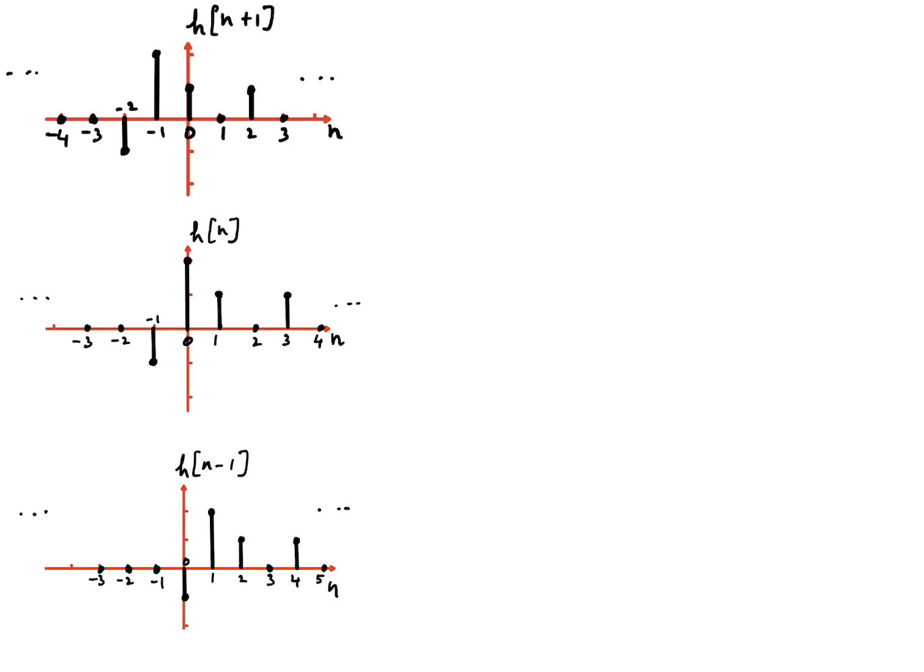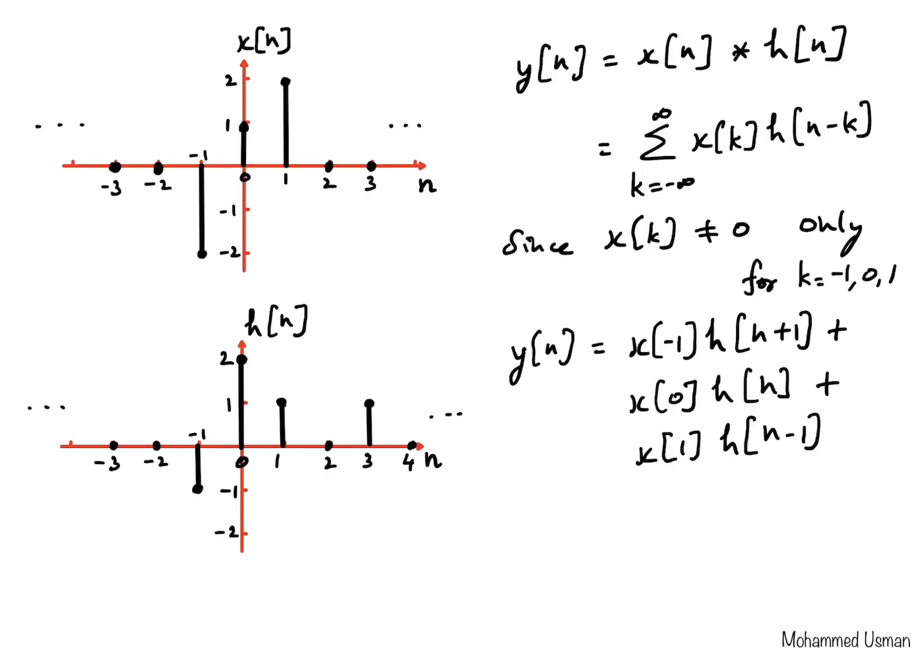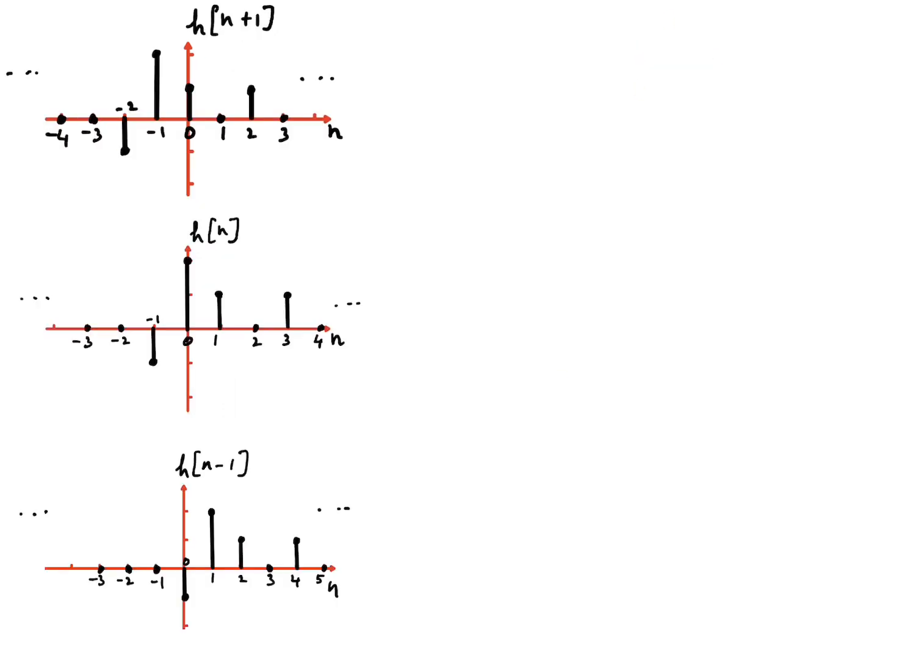Now the output of the system that we have as per our equation is scaled versions of these shifted impulse responses, where this h of n plus 1 is scaled by x of minus 1. It is scaled by this value of x of minus 1, and h of n is scaled by the value of x of 0, and h of n minus 1 is scaled by the value of x of 1, and then all these scaled impulse responses are added together to get the overall response of the system to the input x of n. Okay, so I have shown here the original shifted impulse responses.